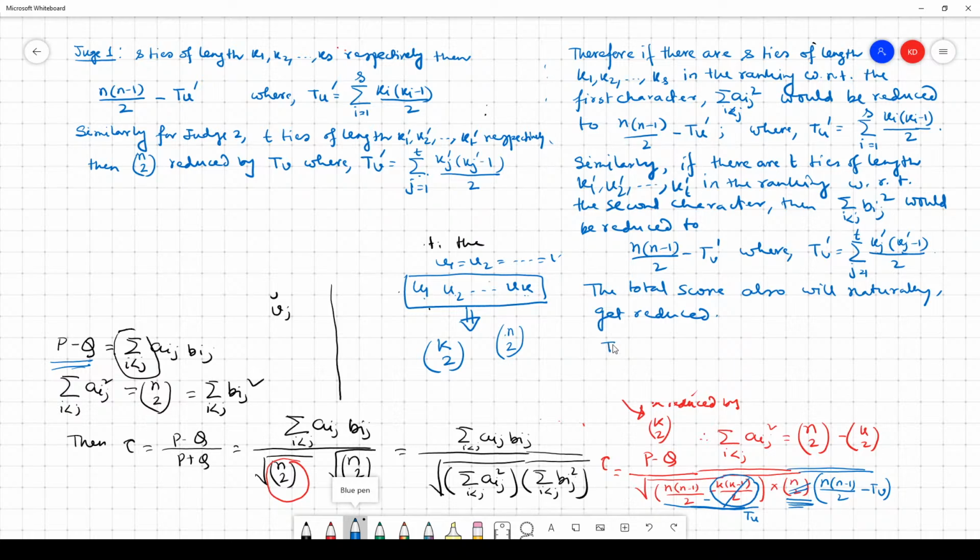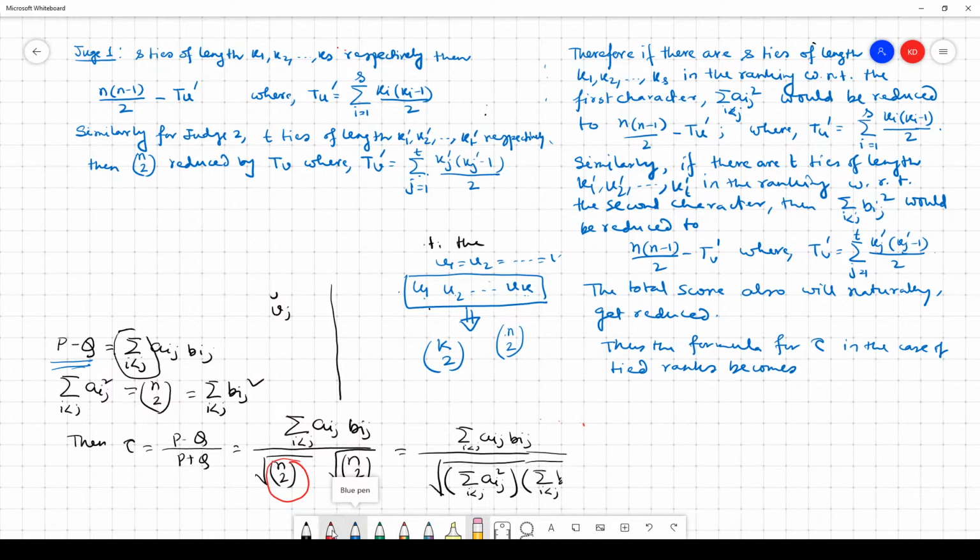Thus, the formula for tau in the case of tied ranks becomes tau equal to total score divided by root over n into n minus 1 by 2 minus tu dash, into root over n into n minus 1 by 2 minus tv dash.